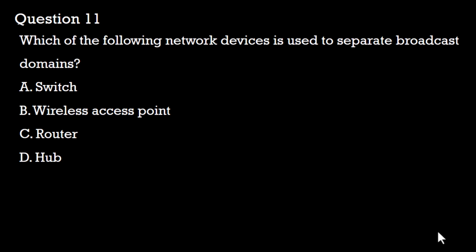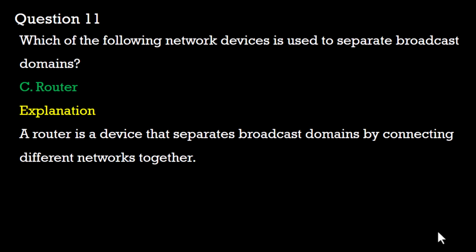A router is a device that separates broadcast domains by connecting different networks together, while a hub is a basic networking device that connects multiple devices in a network and it operates at the physical layer. With respect to the question being asked here, the correct answer would be option C, the router. So each port on a router represents a different broadcast domain, which means that broadcasts from one network do not pass through to another network. So this typically helps to manage network traffic as well as improve network performance.